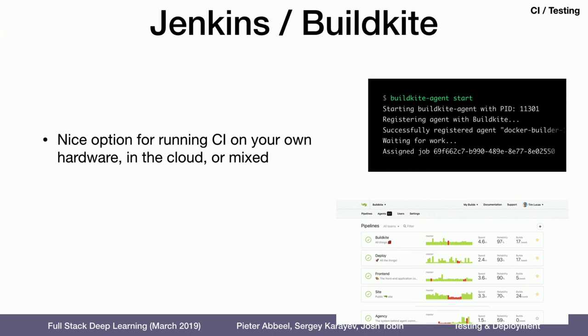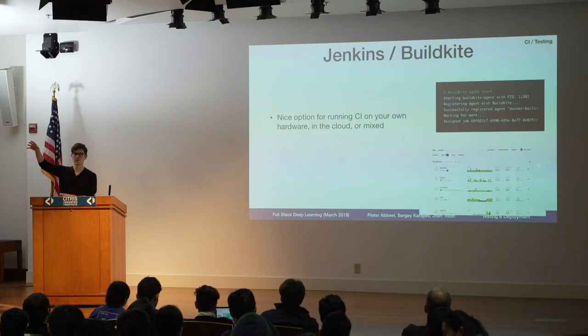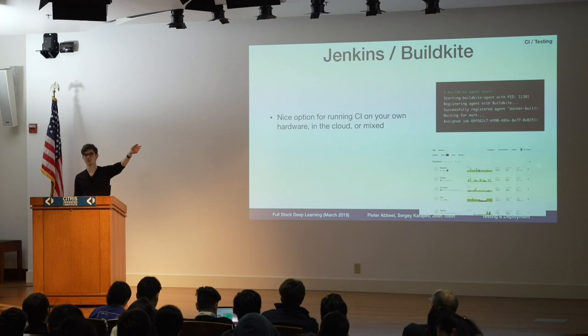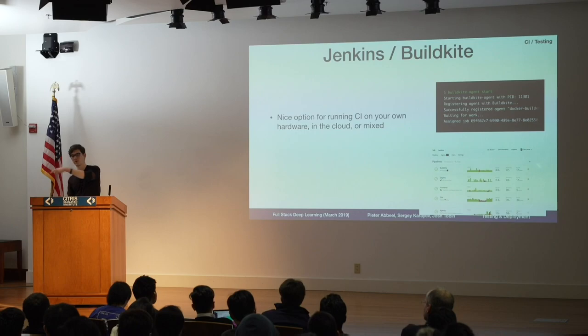BuildKite is a nicer thing that a lot of people started using recently that has this idea of a BuildKite agent. It can run on your own hardware, or it can run in the cloud. It can run in a Kubernetes cluster. There are all these nice interfaces. But the idea is that when you push code, it notifies BuildKite. BuildKite essentially puts a job on the queue, and then it's up to you to start agents to pull jobs from the queue and actually run the tests. And when they finish the tests, they upload the results to BuildKite. So BuildKite is kind of like the repository of all the results.